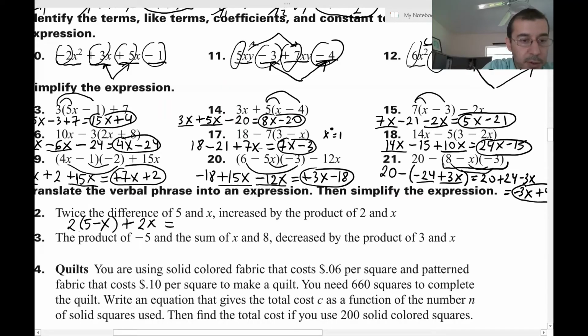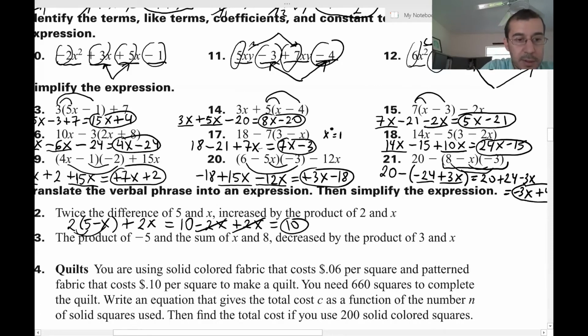Here we're going to apply the distributive property. So 2 times 5 is 10. And 2 times minus x is minus 2x. And plus 2x. Here, plus 2x and minus 2x cancel out. That's the same as 5 minus 5 is 0, right? Minus 2x plus 2x, they cancel out. That's 0. And then 10. We just end up with 10.